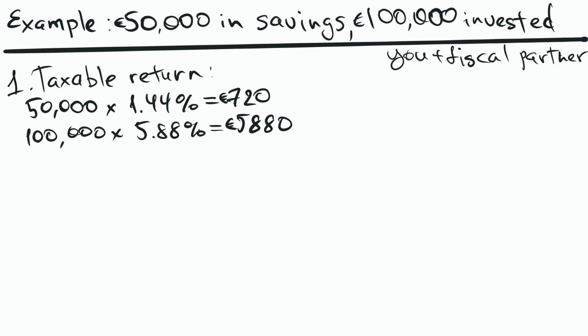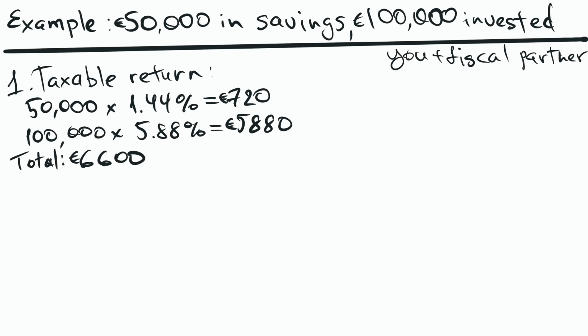And for 100,000 invested, they assume the return of 5.88%, and we got 5,880 euro. This is a notional return. They assume that on your savings account you accumulated 720 euro, and on your investment you get a return of 5,880 euro. Then we just add two numbers together and we got 6,600 euro.